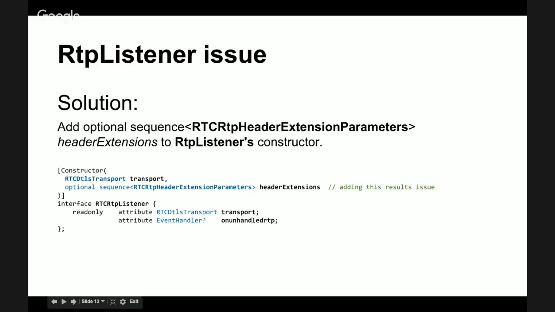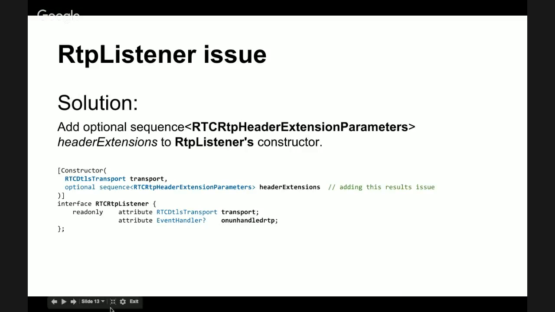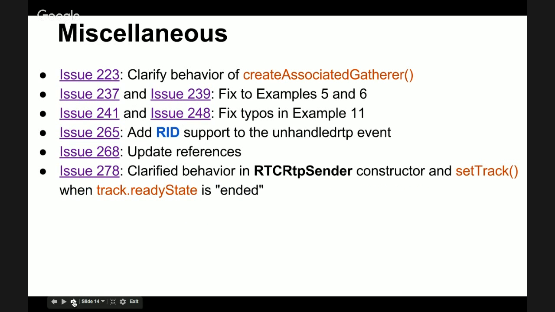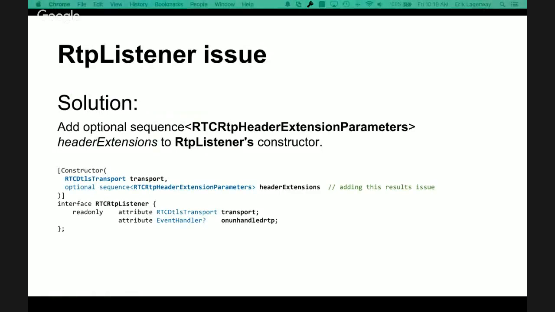So what we did was we added an optional sequence to the listener to say, hey, these are the header extensions you can expect, so that you can interpret the RTP packets' header extensions as they arrive appropriately to be able to fire that event. And it's optional if you've created one already, or you don't care about that. Okay, yeah. So this is for the case where you never called receiver.receive. Yeah. So you never provided any header extensions, and so it has no idea what the header extensions are.